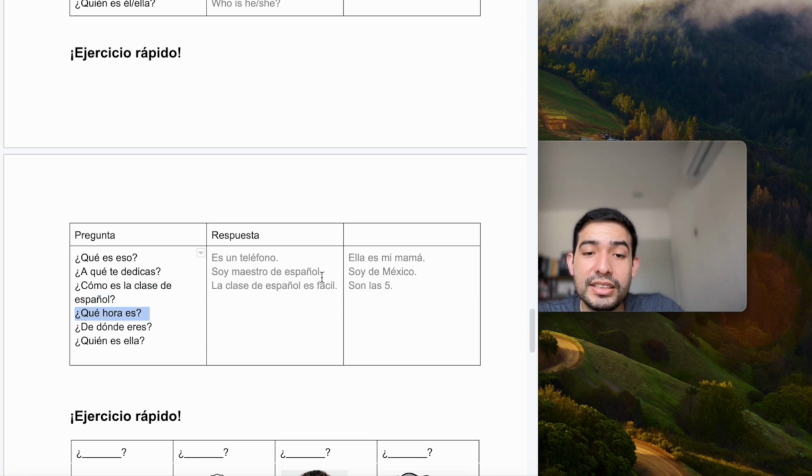¿Qué hora es? What time is it? Son las 5. Which means they are the 5. Right? That's how we give the time. We'll talk about it later. Son las, and then the number. So son las 5, it's 5. What time is it? It's 5.